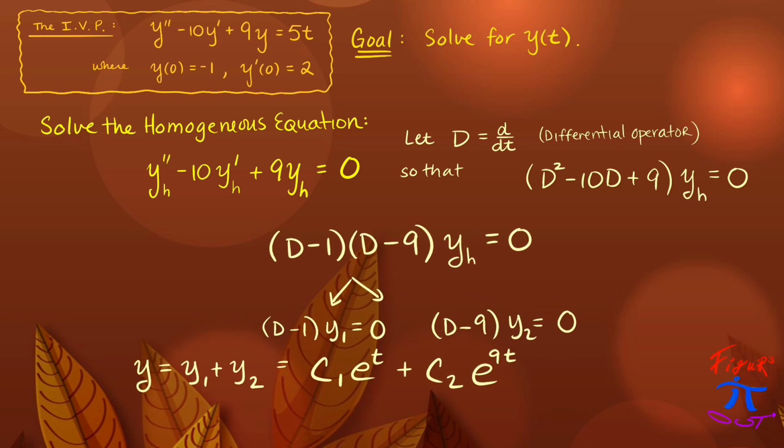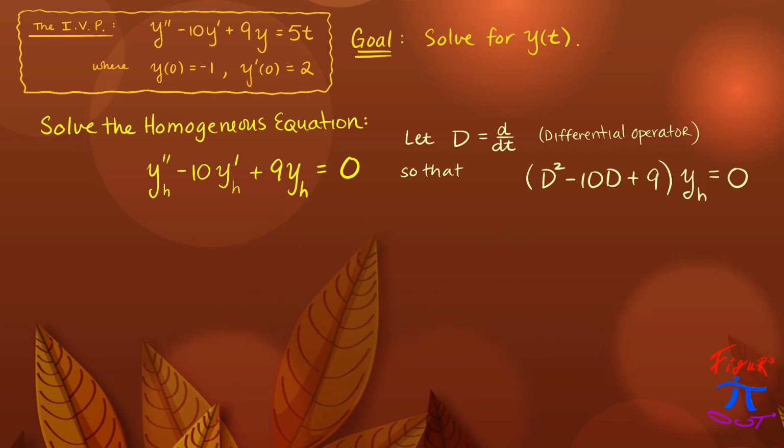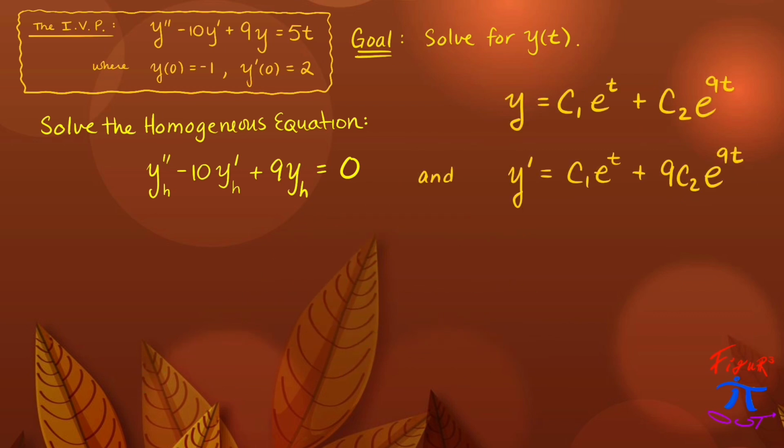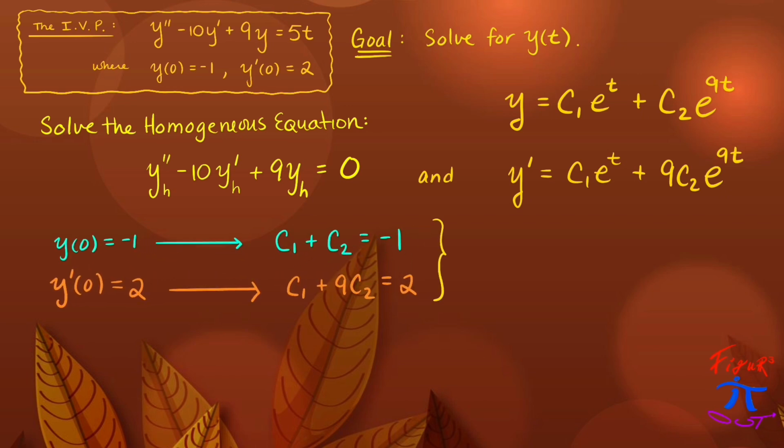And since we can factor that characteristic equation, we can get a general solution which is of the form c1 e^t plus c2 e^(9t). And that is because each of those separate parts are separable equations. And if our general form of our homogeneous equation has this form, we can also write down its derivative and use the initial conditions to find the coefficients c1 and c2.